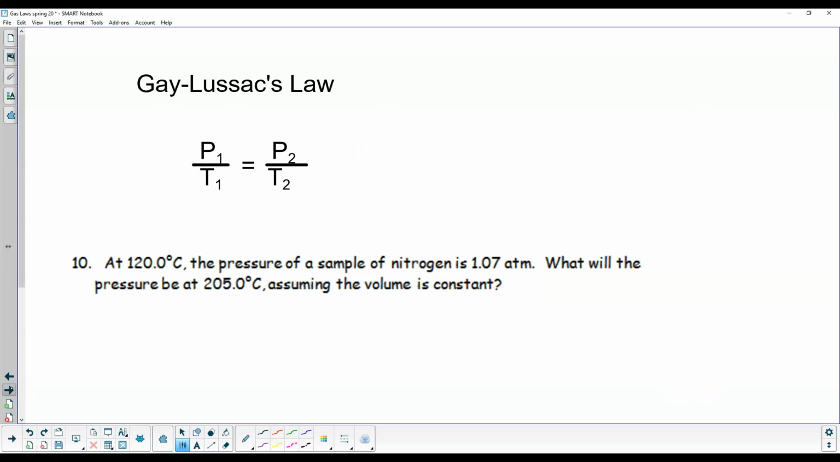All right, the next one is Gay-Lussac's law. Gay-Lussac's law deals with pressure and temperature. Okay, notice that this is super similar to the last one because they are also directly proportionate. One gets bigger, the other gets bigger. One gets smaller, the other gets smaller. Best example I can give you is this.